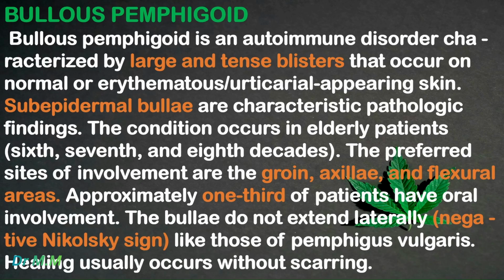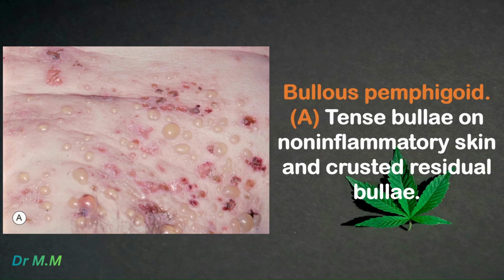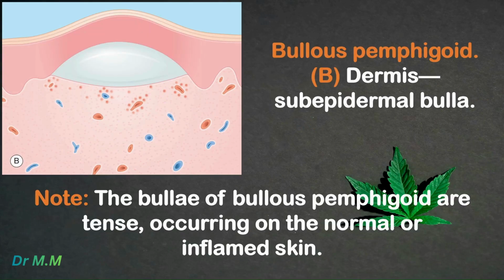The bulla do not extend laterally, or have a negative Nikolsky sign, unlike those of pemphigus vulgaris. Healing usually occurs without scarring. Bullous pemphigoid tense bulla on non-inflammatory skin and crusted residual bulla. Bullous pemphigoid in the dermis, we can see subepidermal bulla. Note, the bulla of bullous pemphigoid are tense, occurring on normal or inflamed skin.